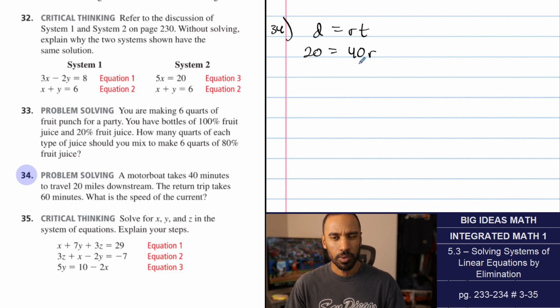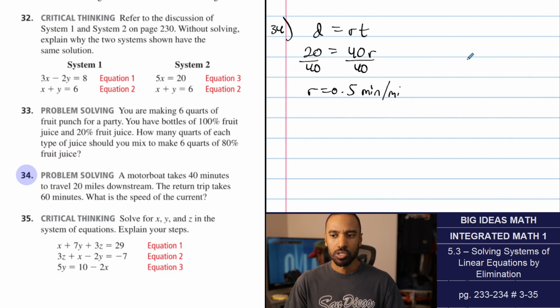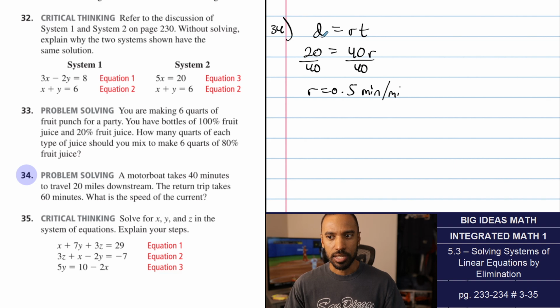Is this an elimination question? So divide by 40. Your r is 0.5 minutes per mile. Minutes per mile. The return trip takes 60 minutes. What is the speed of the current? So if that's 0.5 minutes per mile, half a minute per mile, 30 seconds per mile. The return trip takes 60 minutes. Now it's the same distance.